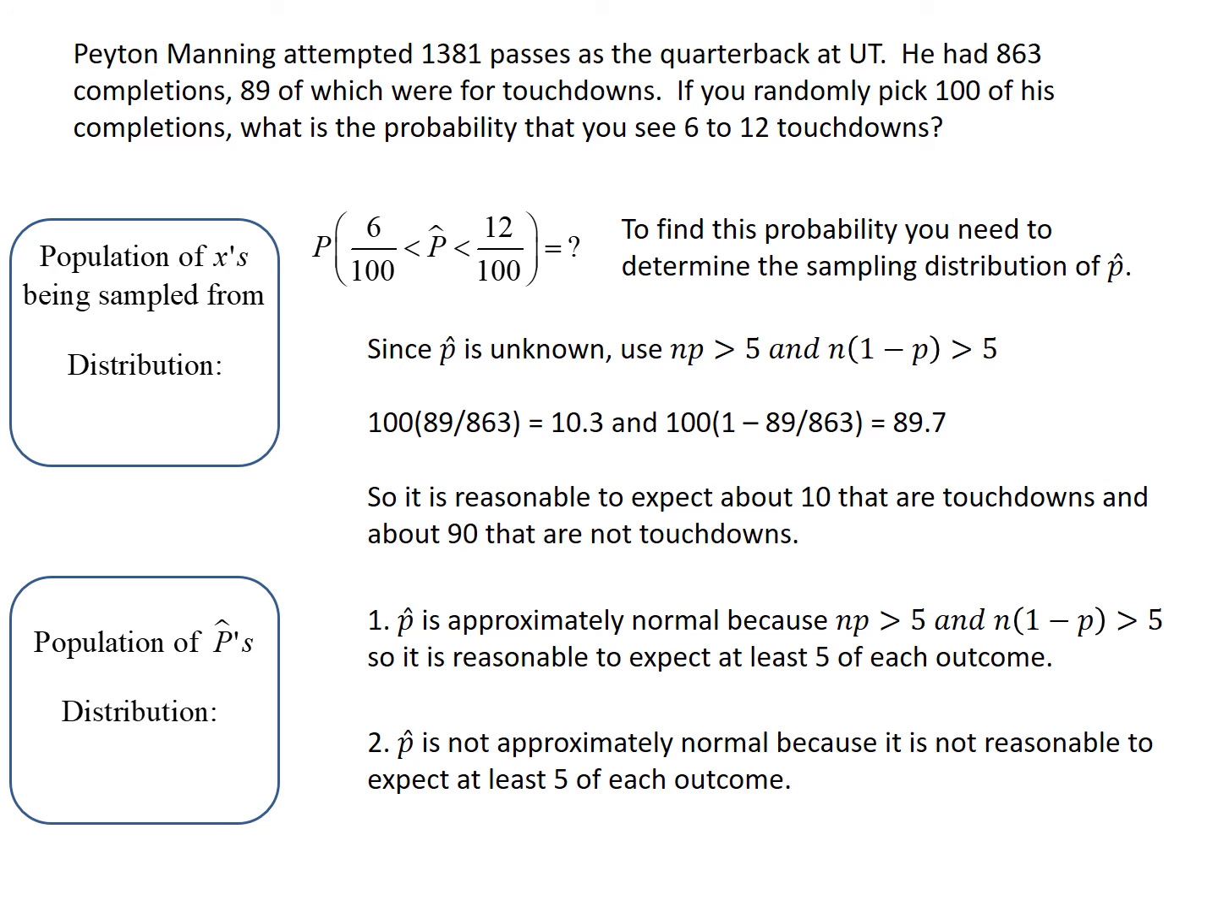So 10 is definitely higher than 5. We're not looking at 5.3 or 6 or something really close to 5. So we're going to be fairly confident that p hat will be approximately normally distributed, because it's reasonable to expect that we'll have at least 5 touchdowns in the sample and 5 that are not. So p hat is going to be approximately normally distributed. And so to find this probability, we would use all the tools that we usually use when something is normally distributed. And that's going to come a little later in the semester. Not very long though, so get ready for it.